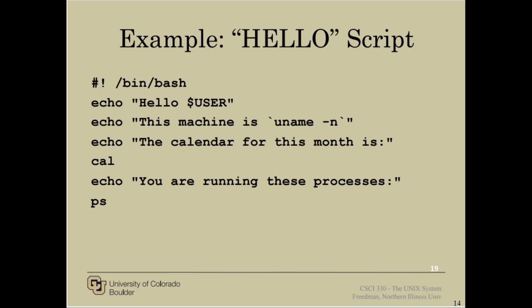Then we have echo "this machine", uname -a, which is going to return some information about the system itself, the calendar for this month, and the processes you're running. But as you can see, right here they have cal and ps. These are just commands like echo that are just going to run. And this is, again, where it's very powerful. If you were to try and run this out of Python or something else, you'd have to add a little bit more. So this is just a much quicker way to get a lot of functionality out of the system.